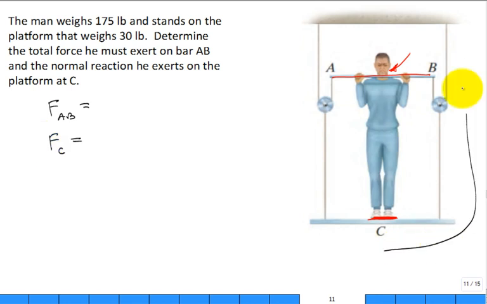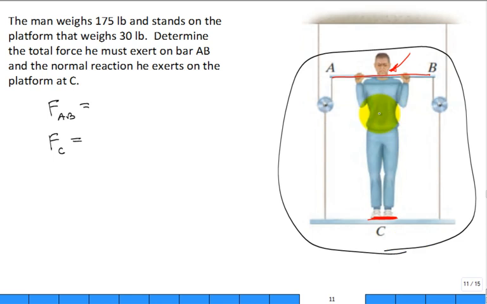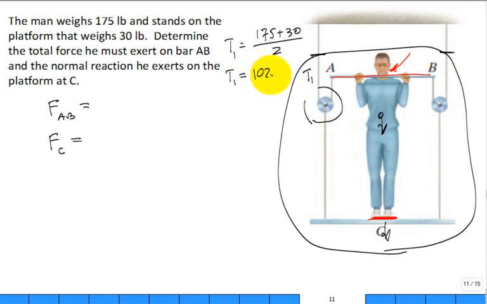Probably do a free body diagram for the large system. You have the weight of the man, you have the weight of the platform, you can get this tension and that tension, true. Then you would do a free body diagram of each pulley. So let's call this T1. And so we have, what would be the value of T1? You know, T1 is 175 plus, what was our platform, 30, divided by 2, isn't it? 102.5, is that right?